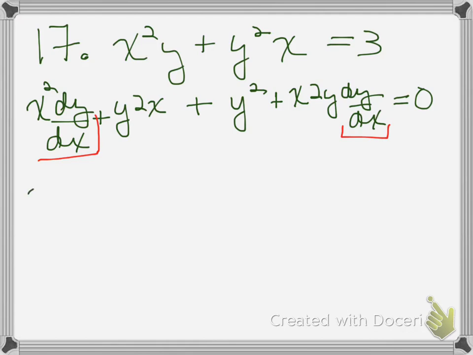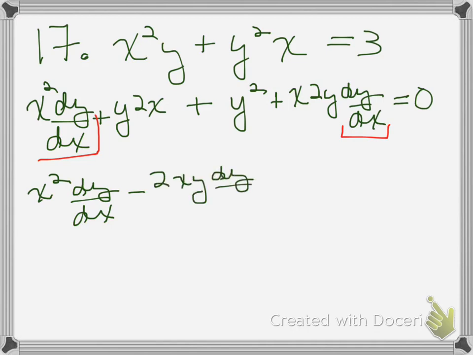So I have x squared dy dx, let me make sure I do this carefully, 2xy dy dx. Oh, I'm so sorry. That's still plus, because I'm just moving them on the same side of the equation. So they're still both positive. Now we're going to move to the other side of the equation. Both terms were positive. They'll both go negative. Minus 2xy minus y squared.